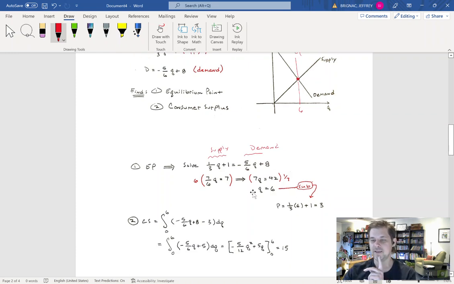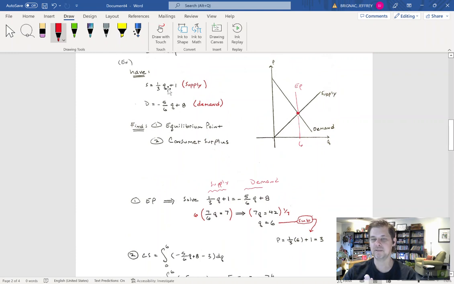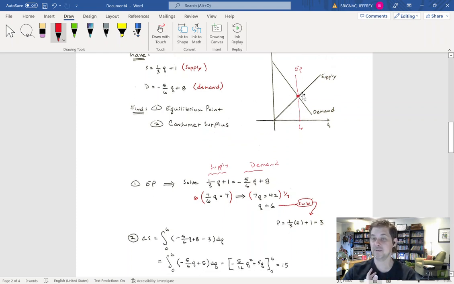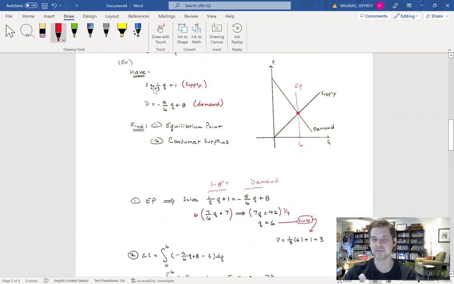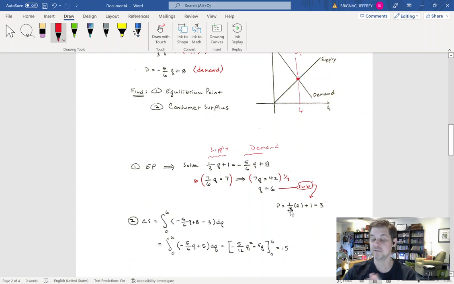And then I take that q is 6 and sub it in either one of these. Why doesn't it matter which one I substitute my known value of q in? Well, because I'm trying to find a point that's on both the supply and demand curve. So I could take this first found value, q is 6, and sub it in either the supply or demand to find the equilibrium price. I put 6 in the supply, 1/3 q plus 1, you get 1/3 times 6 plus 1, and that's equal to 3.